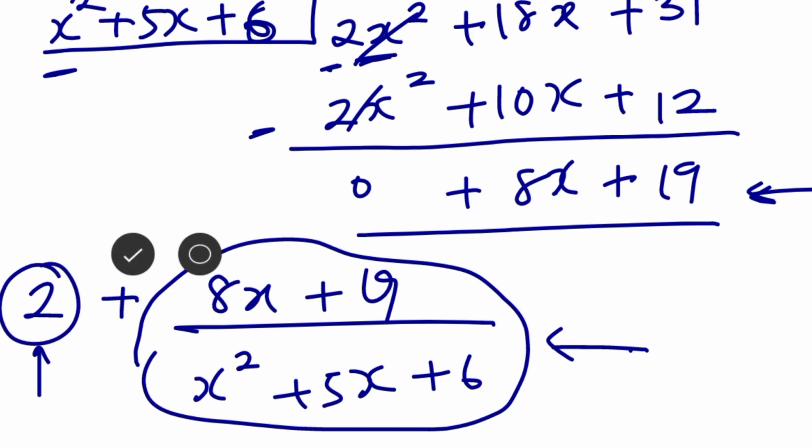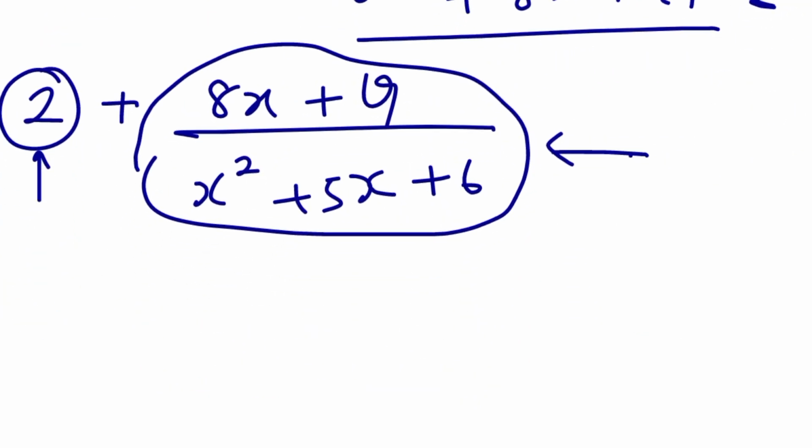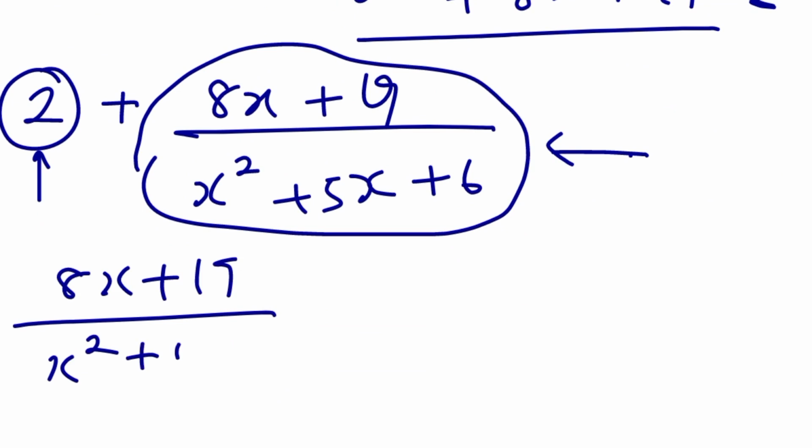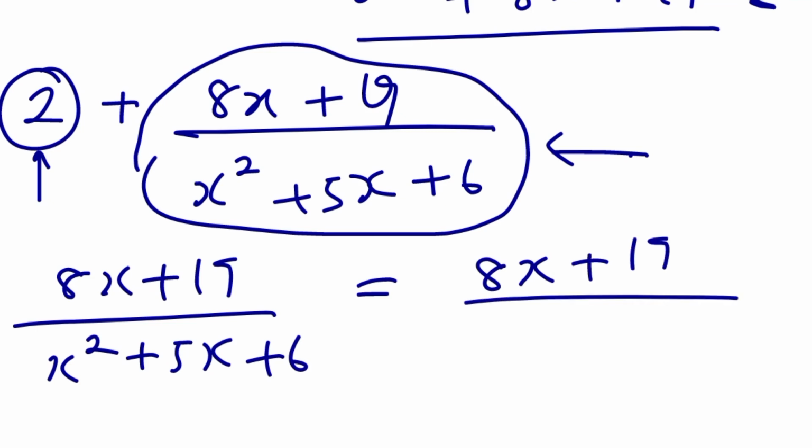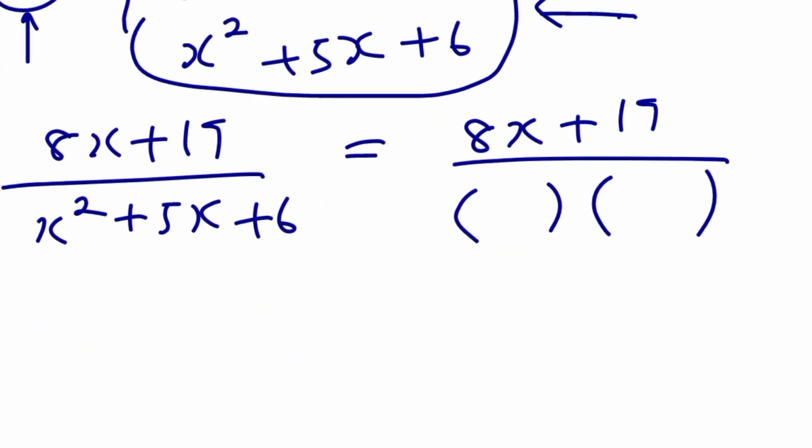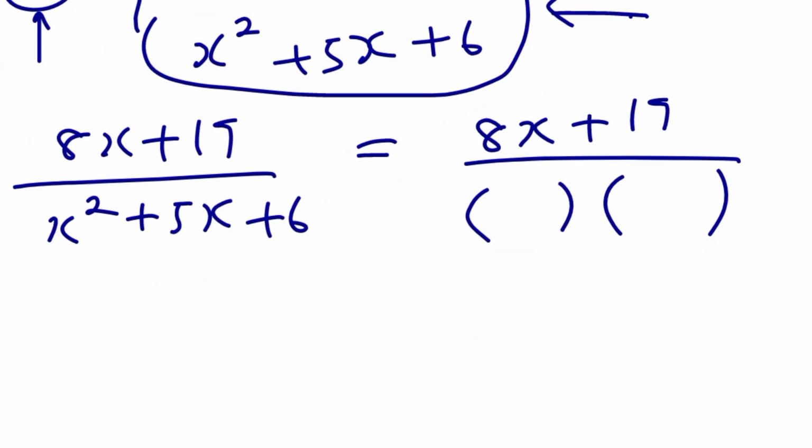So here's what we need to do. We need to say 8x plus 19 divided by x squared plus 5x plus 6 needs to be broken down to 8x plus 19 divided by something something. For us to get that something something, we need to find the partial fraction of this expression. We need to find the factors. We have to factorize this expression. How are we going to do that?